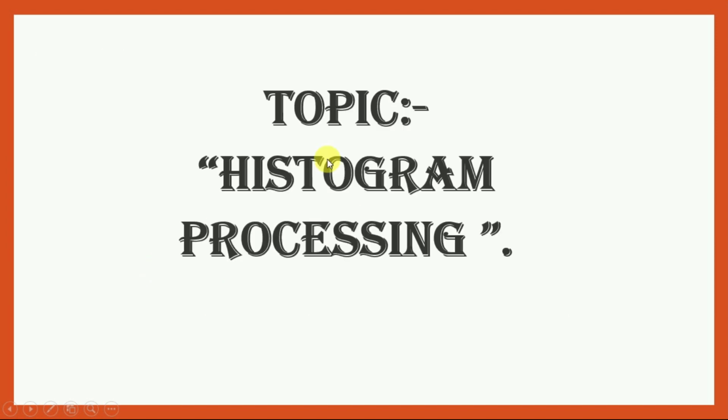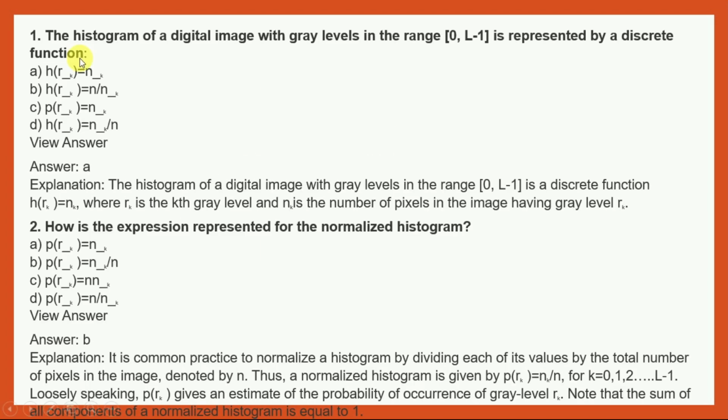So now the major topic in digital image processing is histogram processing. Here we will see more important questions from this topic. So keep focused guys and stay connected with the video. And the question: the histogram of a digital image with gray levels in the range 0 to L-1 is represented by a discrete function. The answer of this question is very simple. The answer is option A.